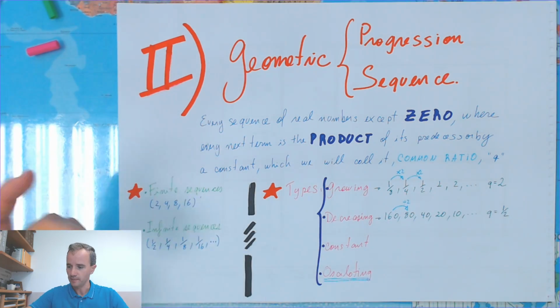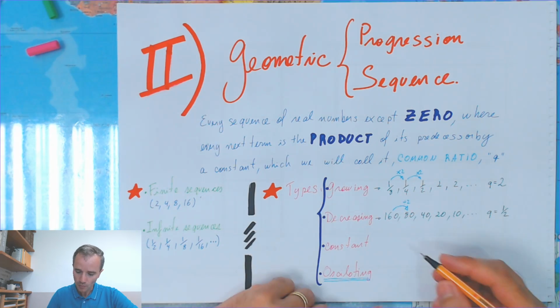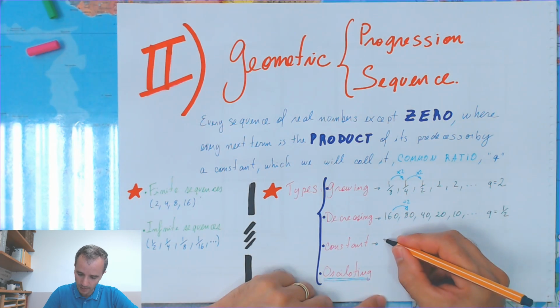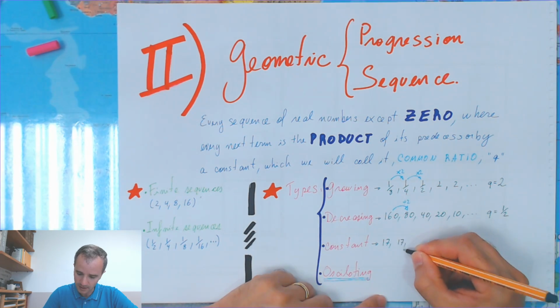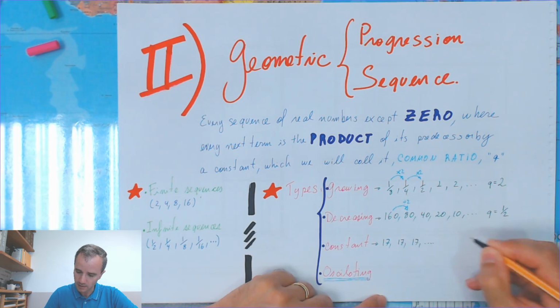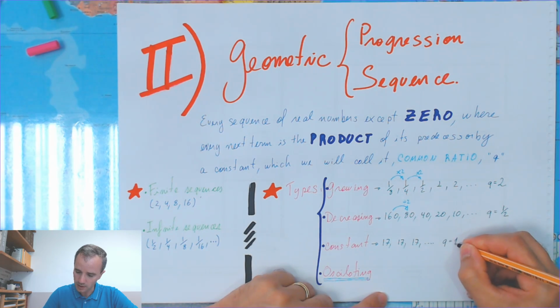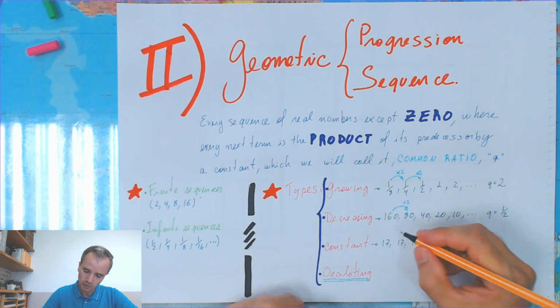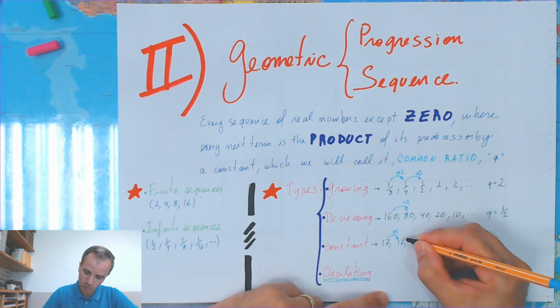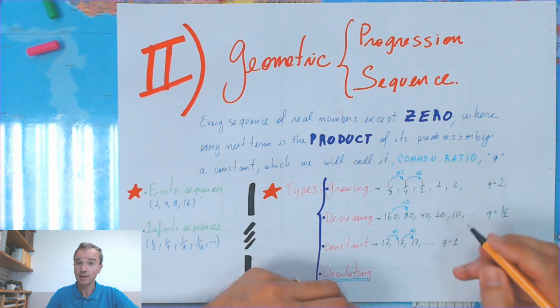The constants, I'm going to put in here, well, maybe 17. Q, it is just 1. Why? Because we just have to multiply times 1 every time to get the next term.